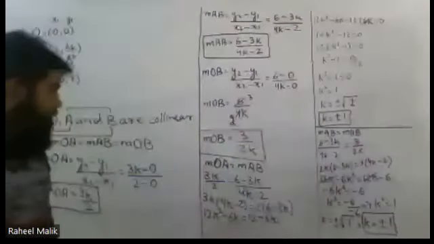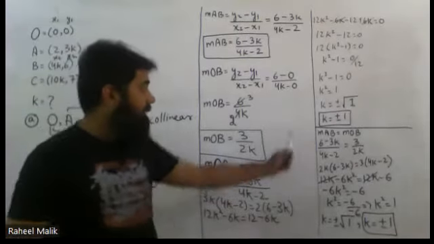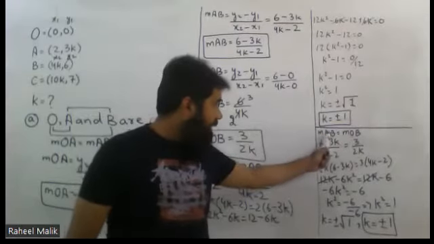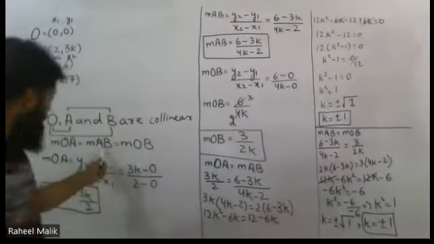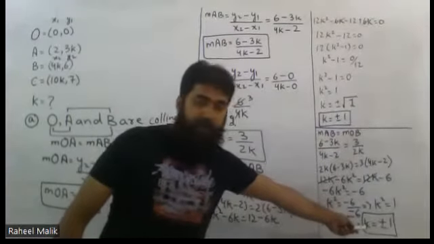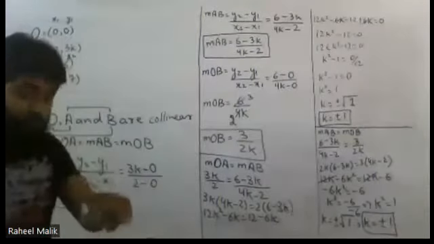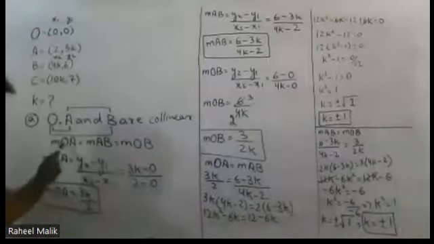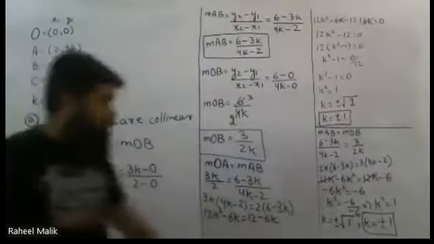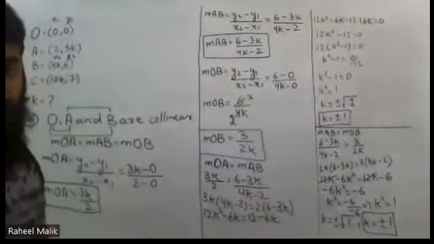Okay. So first I have compared OA with AB. The result is coming k equals plus minus 1. And then I have taken gradient of AB with gradient of OB. And the result is coming k equals plus minus 1. Okay, now you have to check by comparing gradient of OA with OB, that are you getting the same result of k equals plus minus 1 or not.